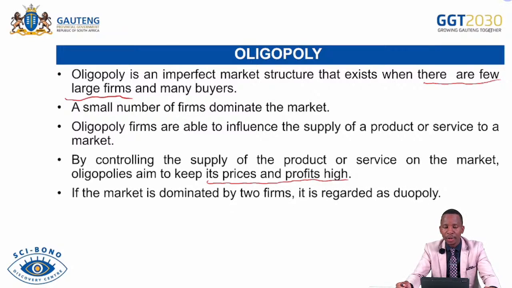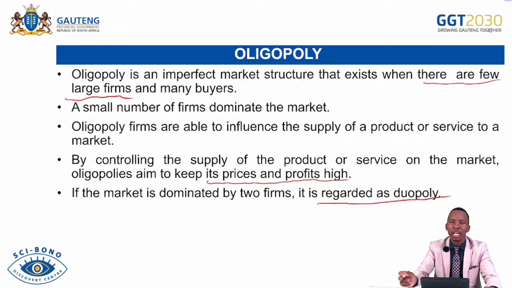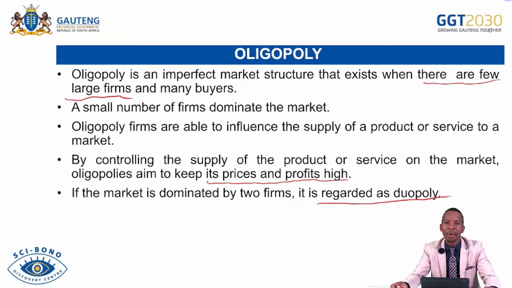If the market is dominated by two firms, that market is known as a duopoly, if there are only two firms dominating the market. But if we say, in this case, few large firms and many buyers, then it will be an oligopoly because there are more than two firms in there.